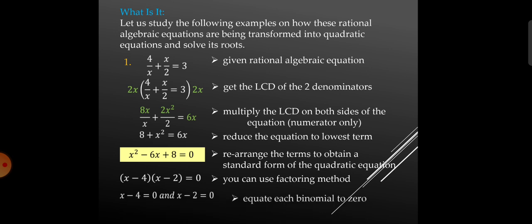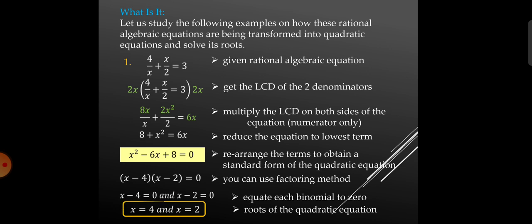So, sa zero product property, each binomial is equal to 0. X minus 4 equal to 0 and x minus 2 equal to 0. Then, to solve for the two values of x, understood na nga x equal to 4 and x equals to positive 2. Okay, change sign man inigbalik sa right side. So, these are the roots of the quadratic equation. X equals positive 4 and x equals positive 2.